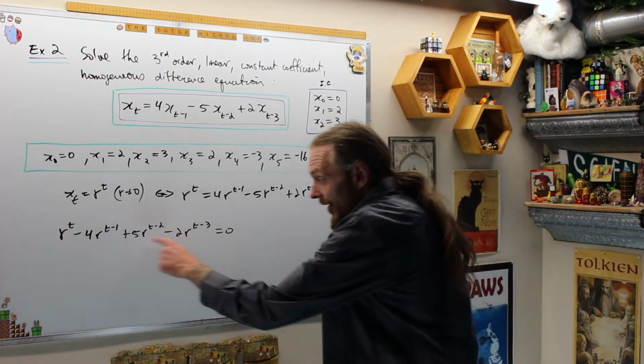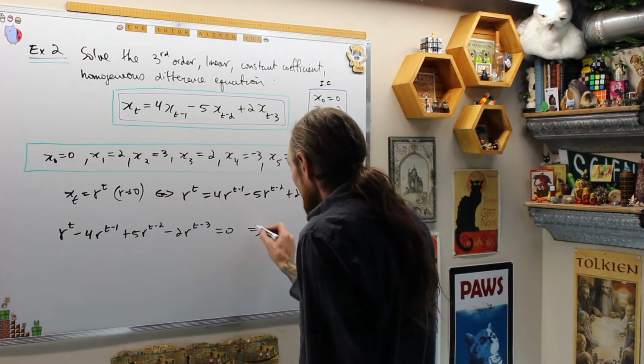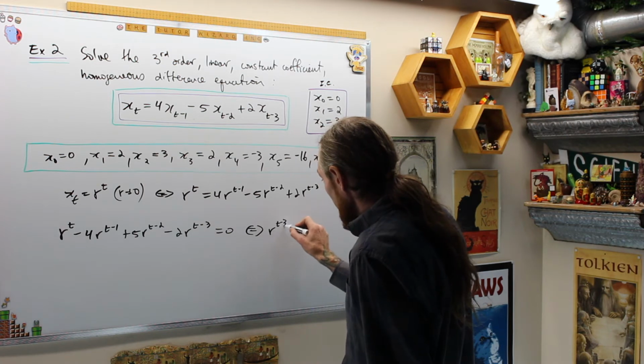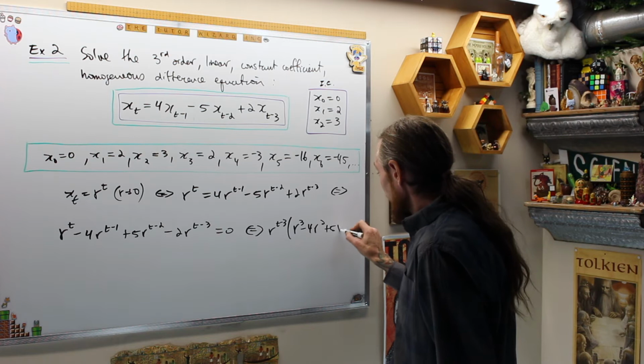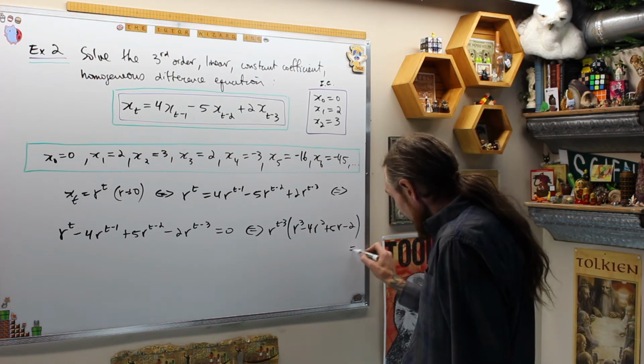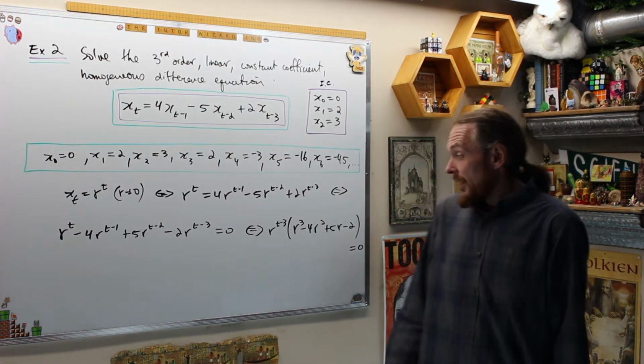I see that I have r in every one. I pull out the lowest exponent. This is going to be, if and only if, r to the t minus 3 times (r cubed minus 4r squared plus 5r minus 2) equals 0. I had to sneak it in there.